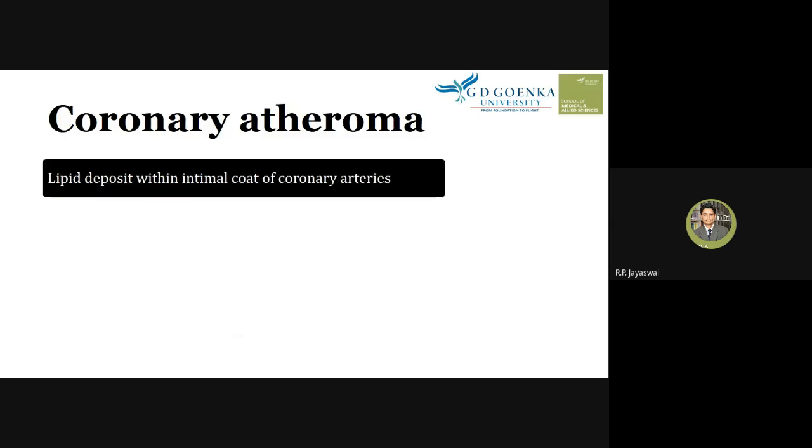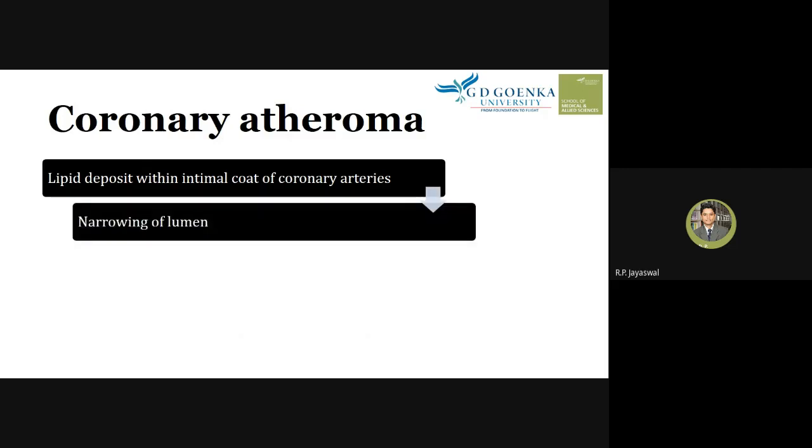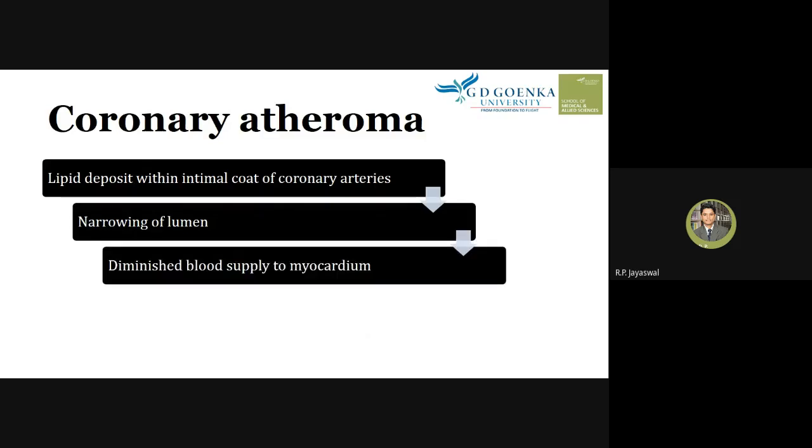Now, coronary atheroma is a thickening of the coronary artery which occurs because of lipid deposits within the intimal part of the coronary artery. So on the inner lining of the coronary artery, there is a lipid deposit. This leads to narrowing of the blood vessel lumen, and then this leads to diminished blood supply to the myocardium. Myocardium is the muscle of the heart.